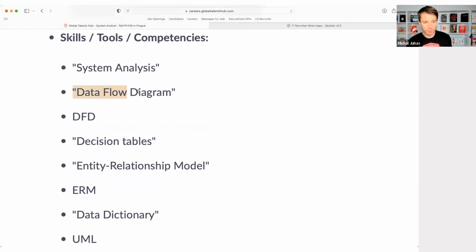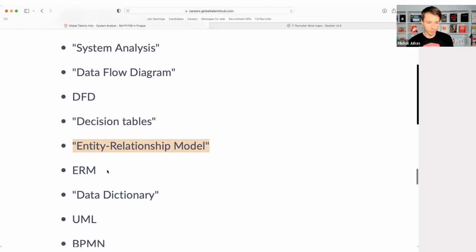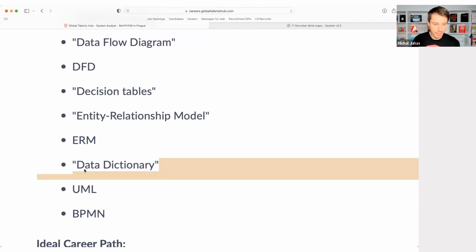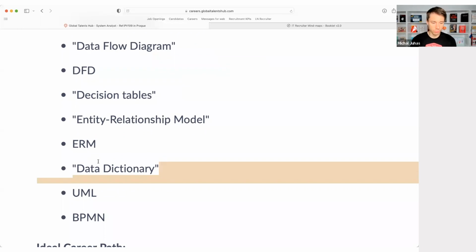But those who, for example, have experience with software development and data flow diagrams, also abbreviated as DFD, or people who have experience with decision tables or entity relationship models, like this is the domain within the software development. This is what software development analysts use. That would be awesome if you use this as sourcing keywords. Or data dictionary, UML, BPMN. So these are all keywords that could help us identify the right candidates. And you can just use these, as you can find them on the job board.